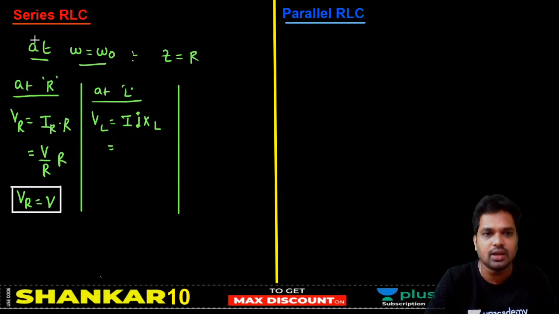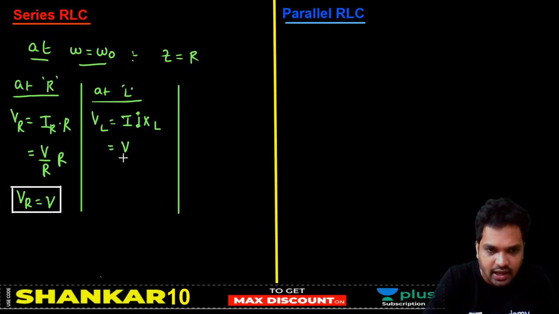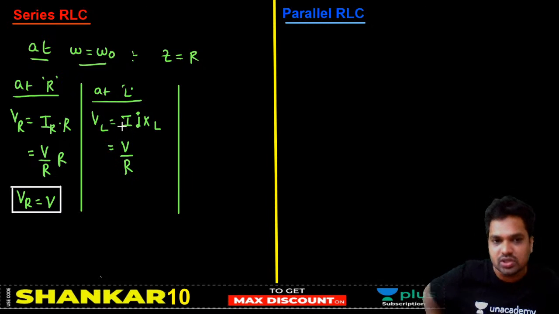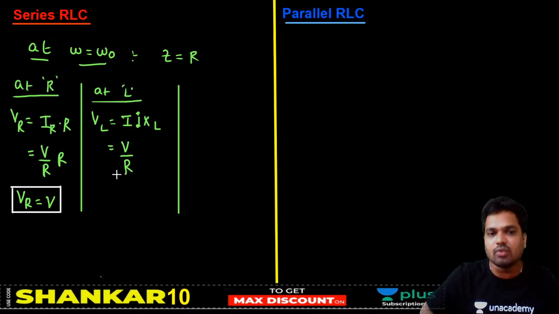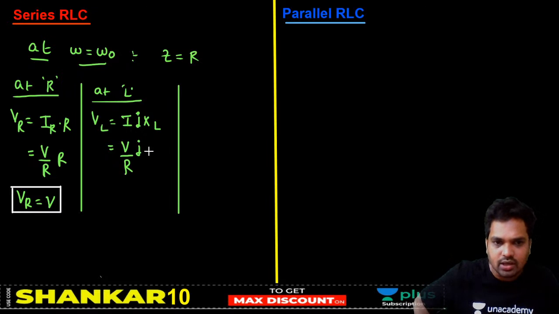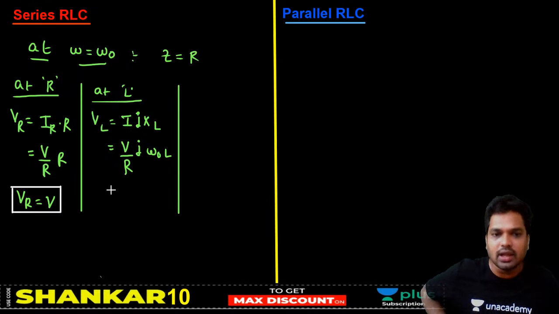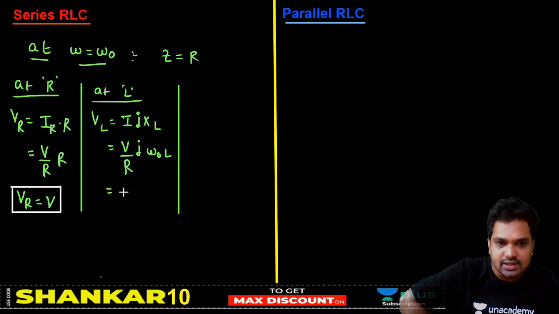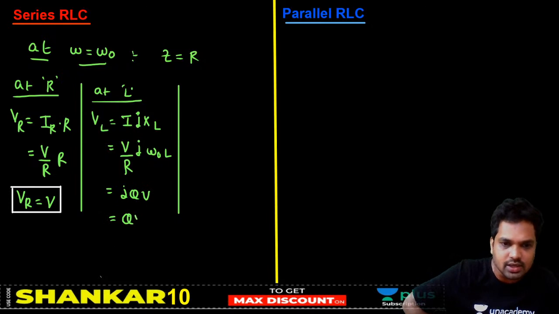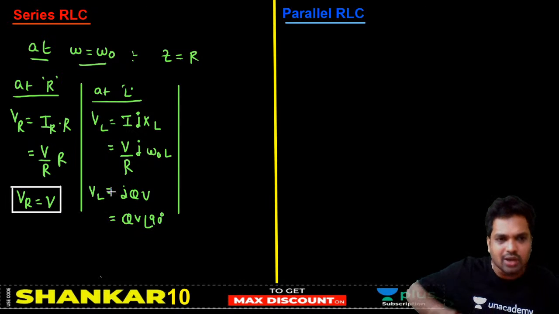That is, it is all at resonance only I am saying. I will be V by R, originally V by Z, but at resonance Z equal to R, so the inductor voltage is V by R into J into omega naught into L. Now, we can write this as J into QV, or you can write this as QV angle 90 degrees. Now, what is this Q, sir?